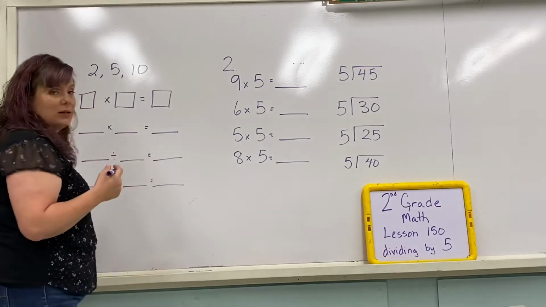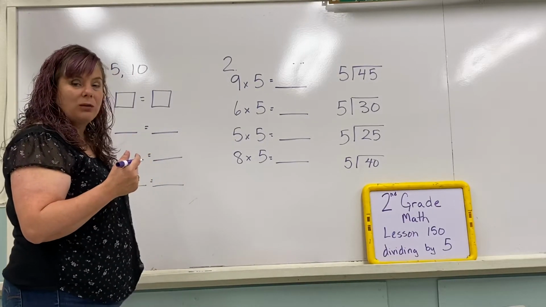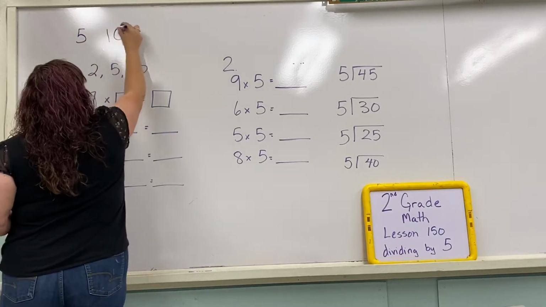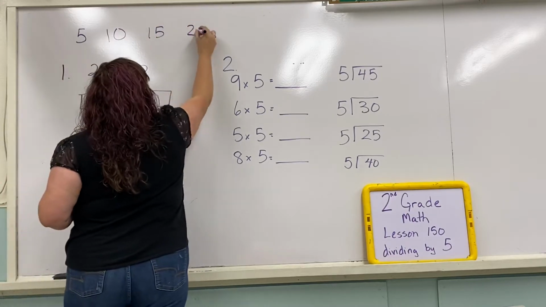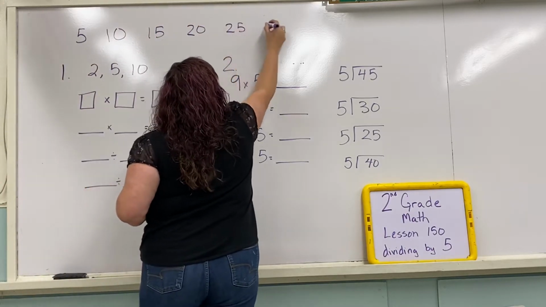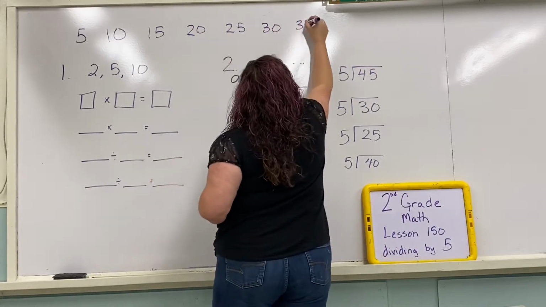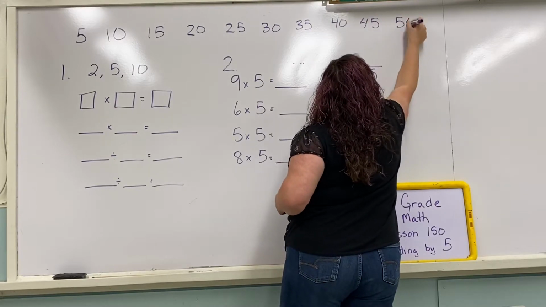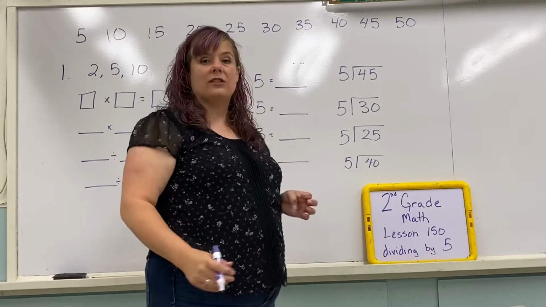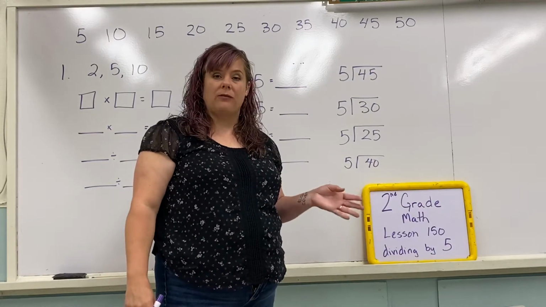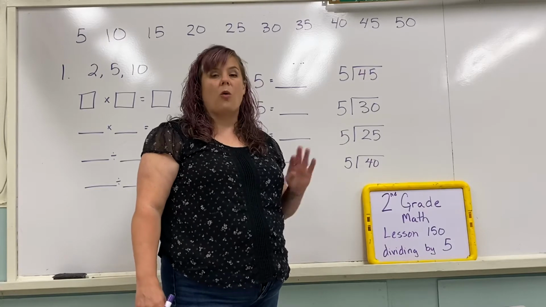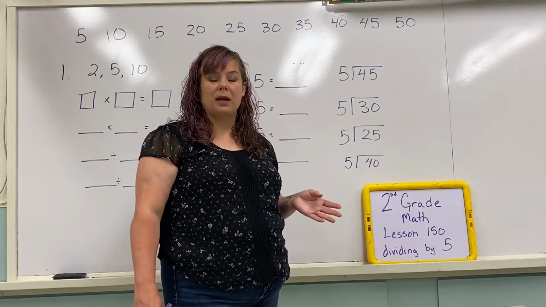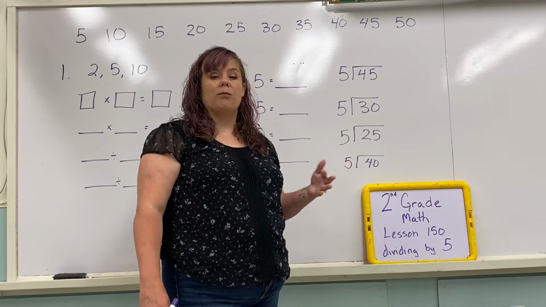So count with me. I know it seems funny to do it all by yourself, but count with me. We're going to count by 5s, okay? Here we go. 5, 10, 15, 20, 25, 30, 35, 40, 45, 50, okay? So that's our counting by 5s, and we've noticed in counting by 5s that it always ends in a 0 or in a 5. Well, today we're going to take a look at dividing by 5. Remember, dividing by 5 is just the opposite of multiplying by 5.